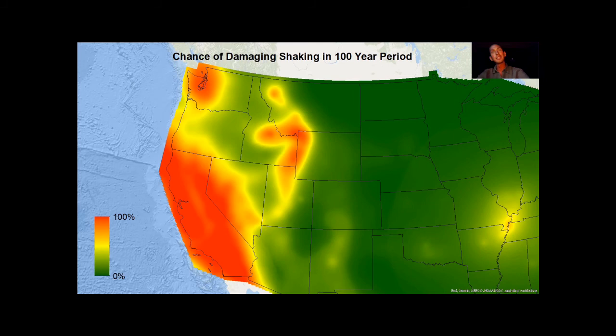So here we're looking at the National Seismic Hazard Map. It's produced by the USGS. Areas in red, the brightest color, are 100% likelihood of damaging shaking in 100 years. Green is 0%. Yellow is about the 50% line of that. But what you can see is that across the Intermountain West and the coastal West here, we have a lot of areas where damaging shaking is anticipated.